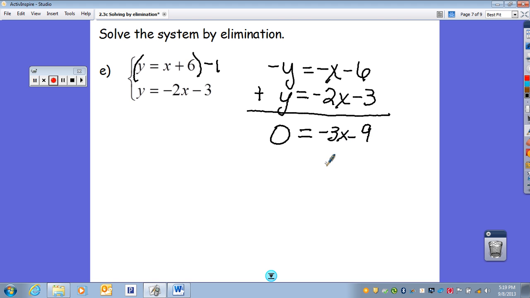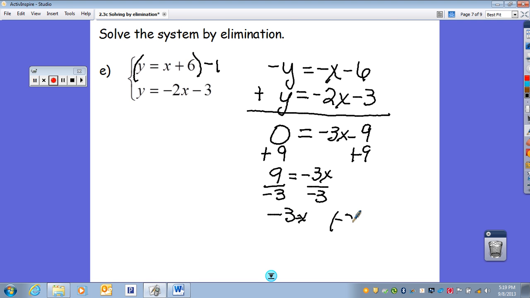My goal is to get the x by itself, so I'm going to add 9 to both sides. So I have 9 equals negative 3x, and I'm going to divide both sides by negative 3. So negative 3 equals x. So negative 3 is the first part of my ordered pair, which is the solution to my system.